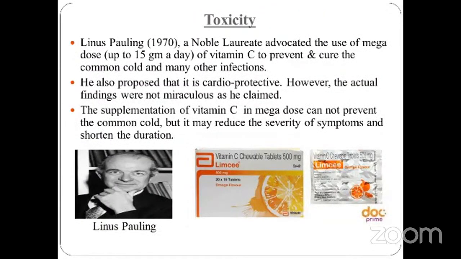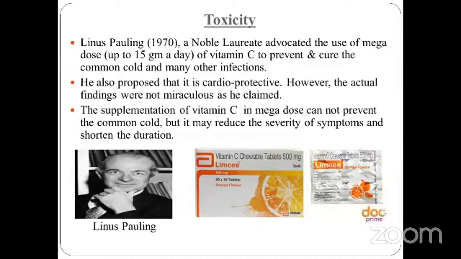Now, let us discuss its toxicity. In 1970, Linus Pauling advocated the use of a large dose of vitamin C, that is 50 grams per day, to prevent and cure the common cold and many other infections. But unfortunately, the actual findings are not miraculous, and it is not at all advisable nowadays to give 50 grams of vitamin C. That is not a rational one.